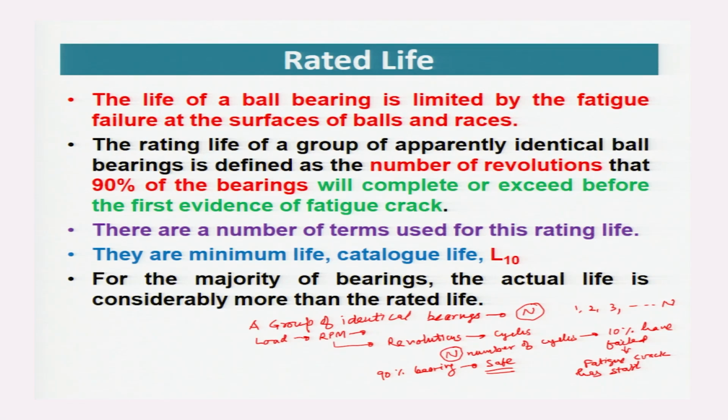Well, there are a number of terms used for this rating life. They are minimum life or the catalog life, and it is represented by L10. L10 means 10% of the bearings have failed and 90% are safe. For the majority of bearings, the actual life is considerably more than the rated life, because we have taken n number of cycles and we are taking the rating life where 10% have failed, but the rest 90% is safe.